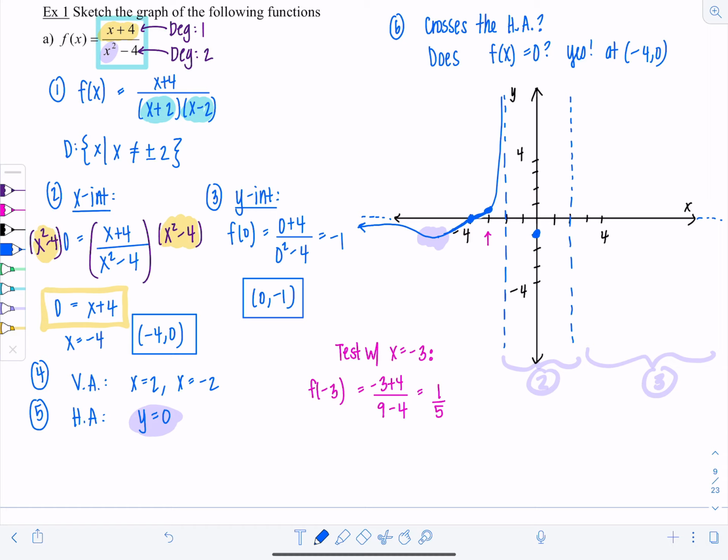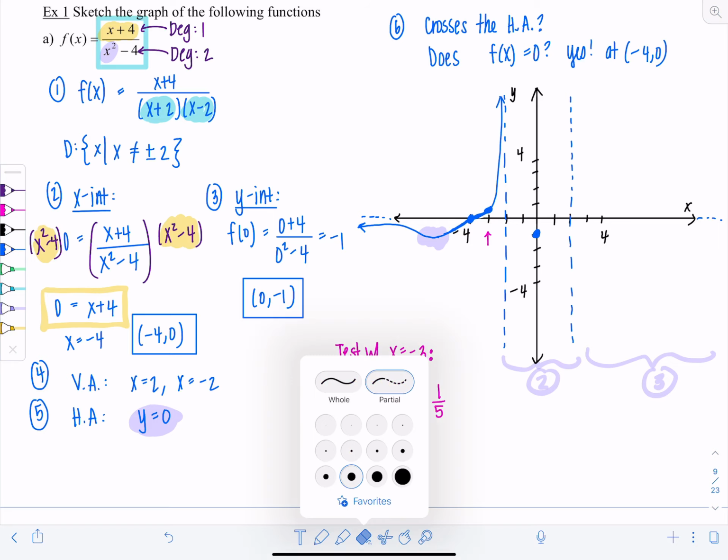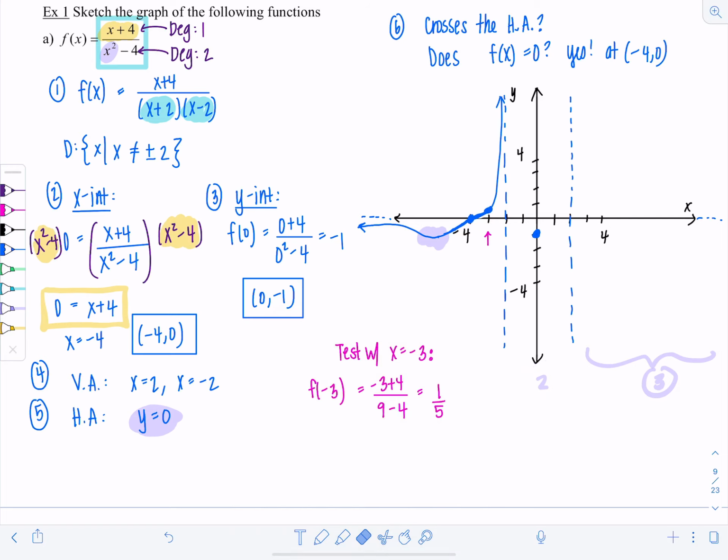Nice. Arrows on both ends. Okay, segment number 2. I actually don't need to plug anything in. Let me explain to you why. Look at this. For the middle portion, you have a few options. Let's think about it. I'll give you samples. You tell me what's wrong with each of them.